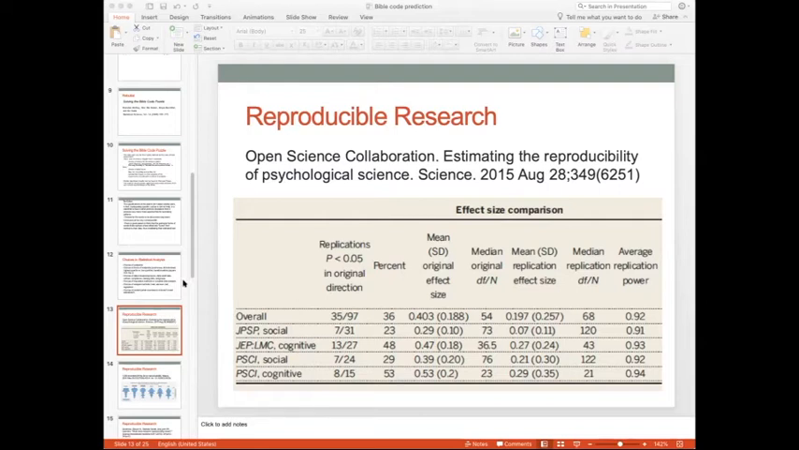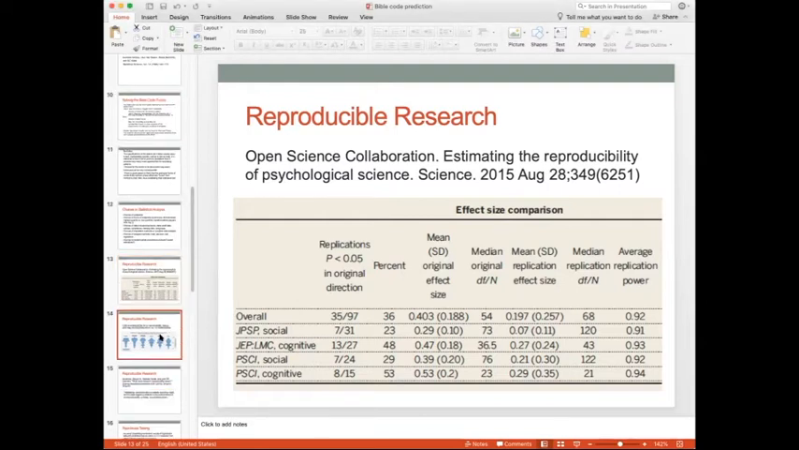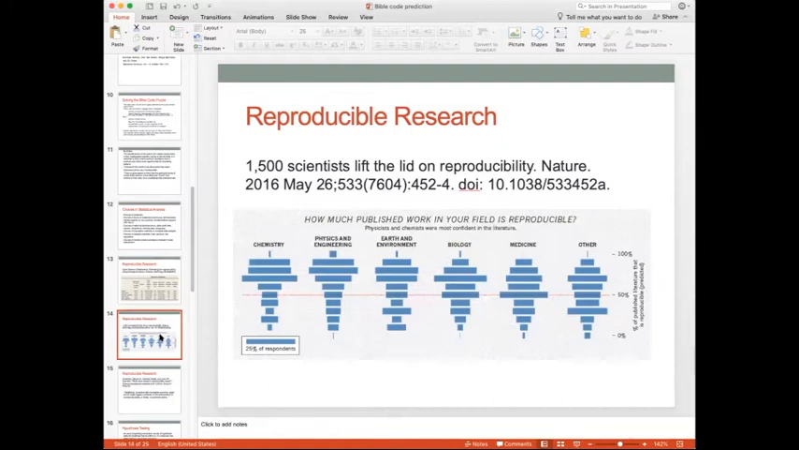Another report in Nature in 2016 surveyed 1,500 scientists and asked them about reproducibility. The question they asked is: how much published work in your field is reproducible? This is basically a histogram, with 0% at the bottom and 100% at the top, broken down by different fields.